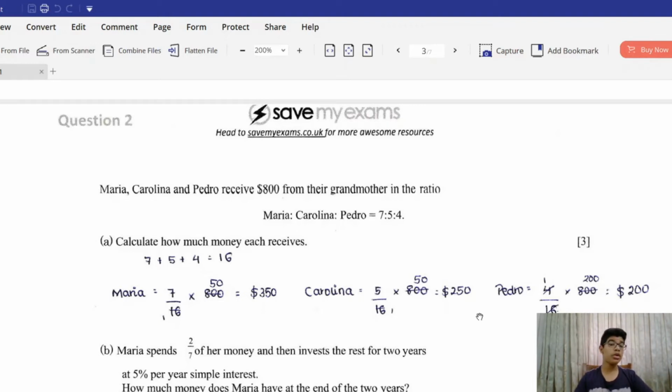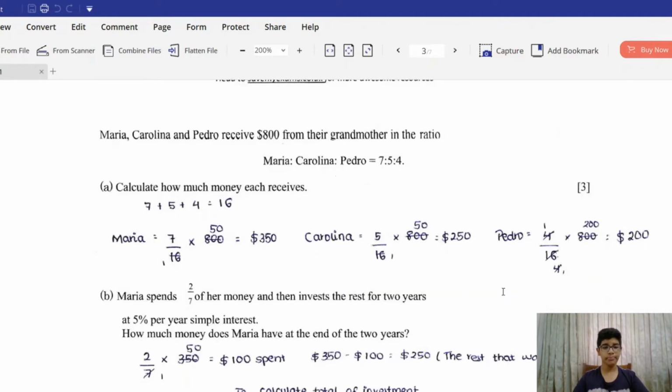Now let's say you want to proof check this question. Add 350, 250, and 200. If it becomes $800, your answers are right. So adding 350 to 250 is basically 600. 600 plus 200 is 800. So I know that my answer is correct.